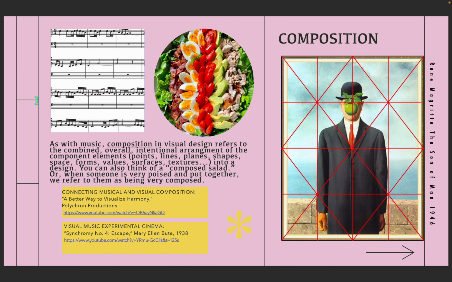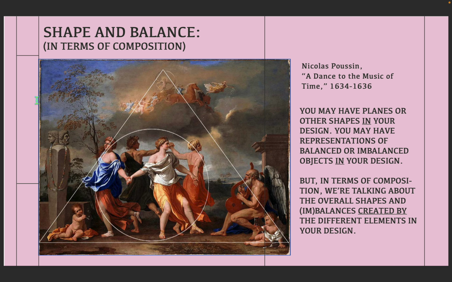Okay, remember that composition then, whether it's music or a salad or a composed person, refers to an overall intentional arrangement of elements. In visual design, we're talking about points, lines, planes, shapes, space, form, values, surfaces, textures, all of them intentionally arranged into a composed design. Shape and balance, in terms of composition, refers to the idea that you may have shapes or planes in your design. You may have representations of balanced or imbalanced objects in your design, but also in terms of composition, we're talking about the overall shapes and imbalances created by the different elements in your design.